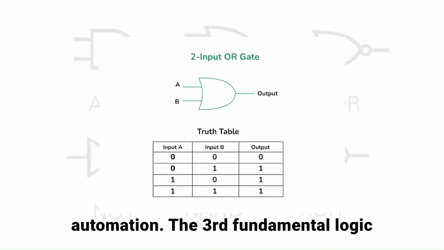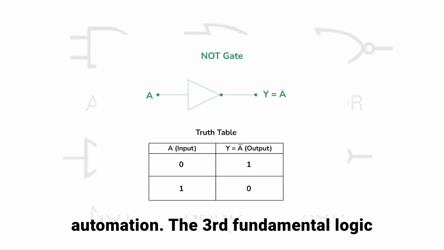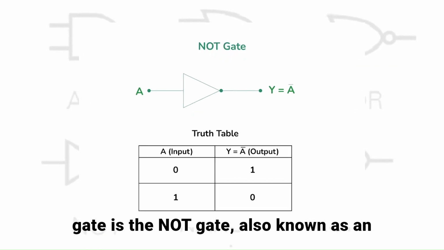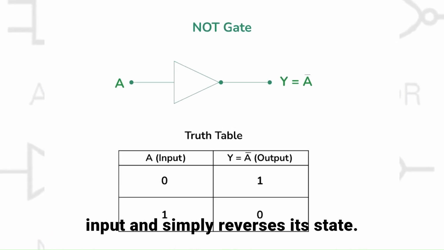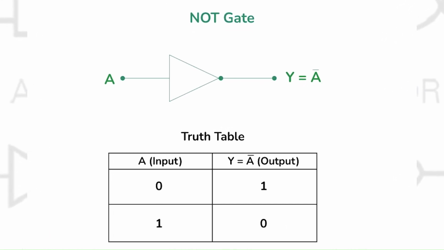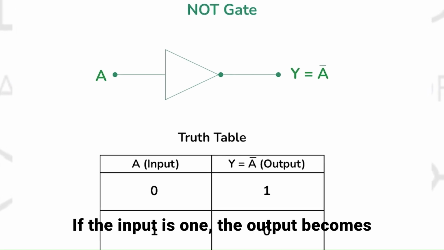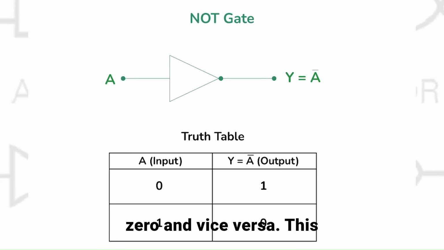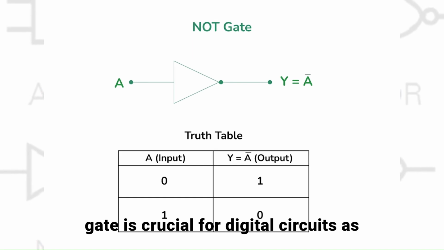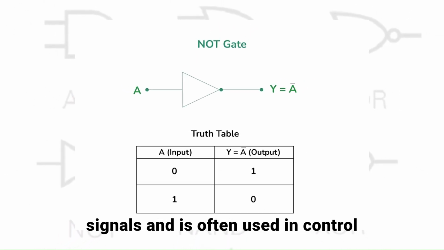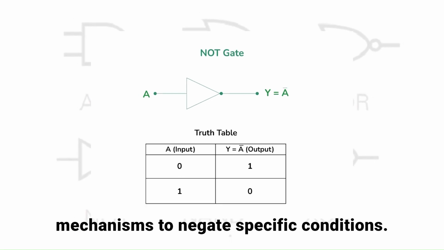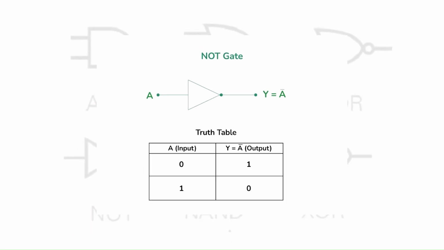or sensor-based automation. The third fundamental logic gate is the NOT gate, also known as an inverter. It operates on a single input and simply reverses its state. If the input is 1, the output becomes 0, and vice versa. This gate is crucial for digital circuits as it helps in creating complementary signals and is often used in control mechanisms to negate specific conditions.